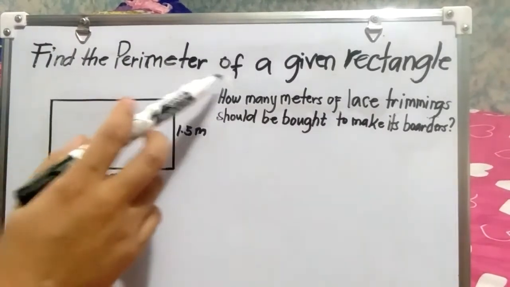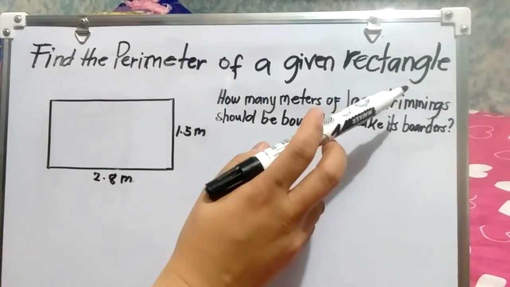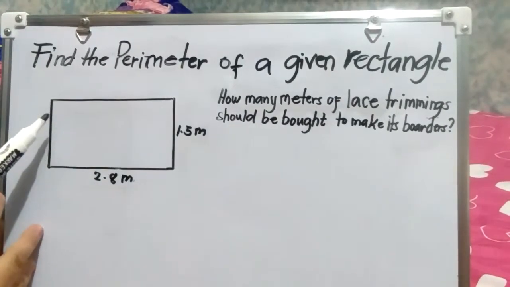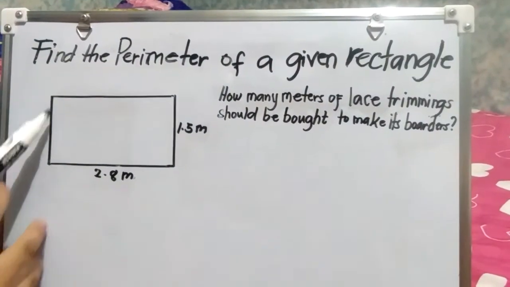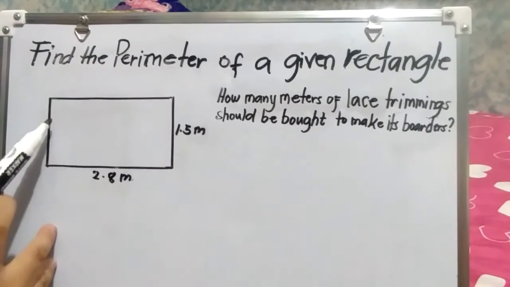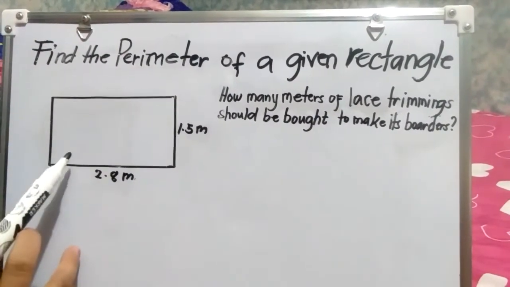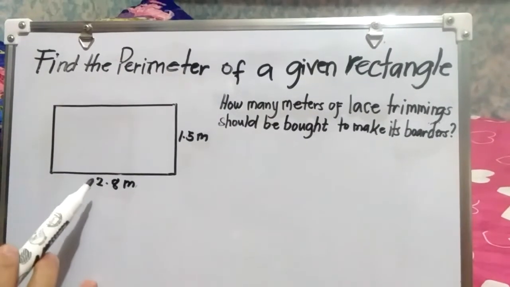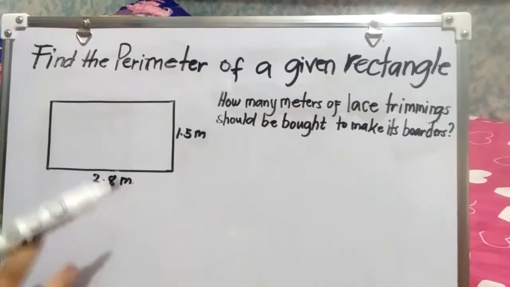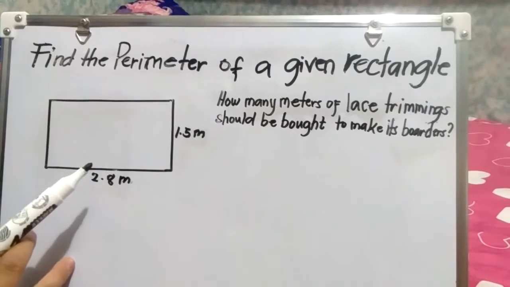Find the perimeter of a given rectangle. Perimeter means the distance around the shape, or the length of one dimension, that is measured in units. Units are very important when talking about the perimeter.